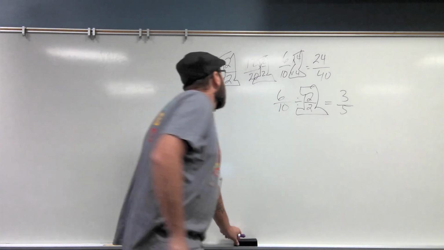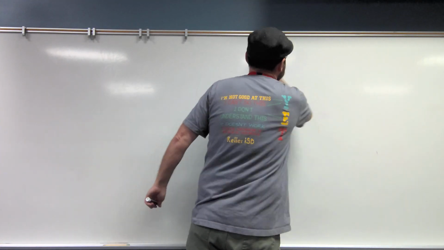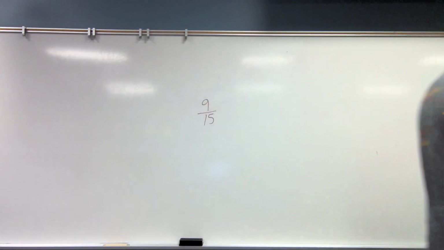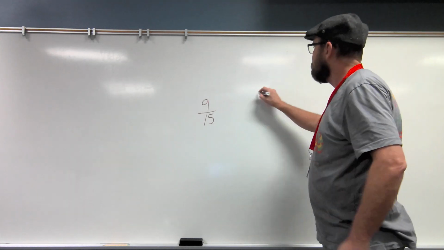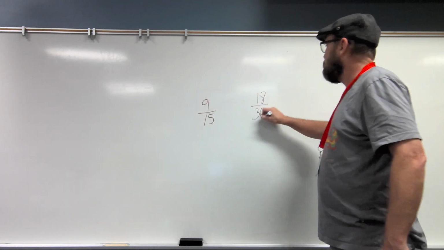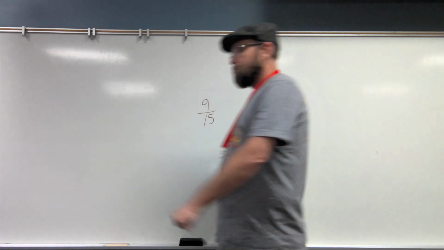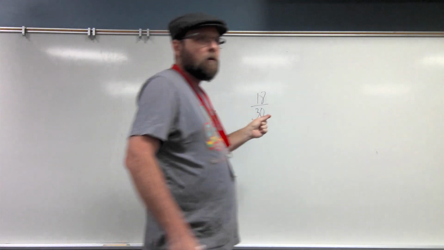All right, so let's look at 9/15. Abby, what do you have for 9/15? 18/30. And how did you get 18/30? Because I multiplied 9 times 2 and 15 times 2, and I got 18. Good. So she multiplied by 1. But she multiplied by 2/2, and that fraction equals 1.